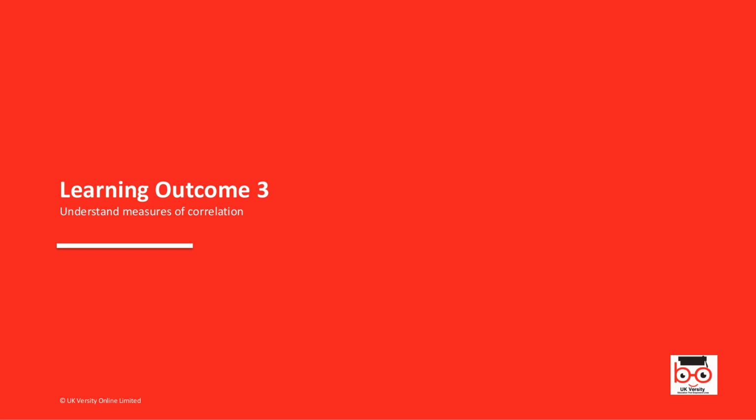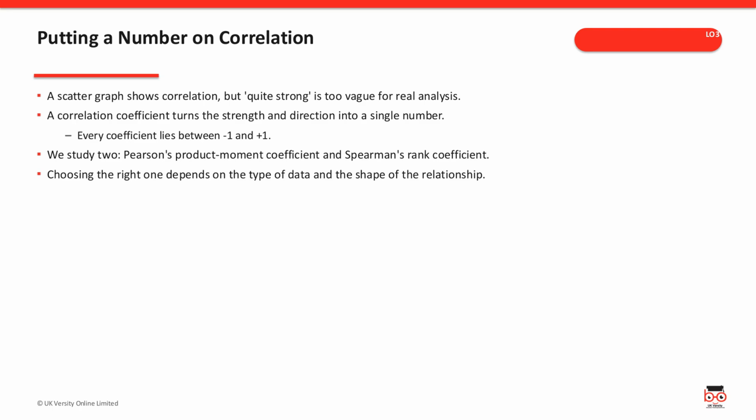Here we sharpen up correlation by putting an actual number on it. We'll meet two measures: Pearson's coefficient for straight-line trends and Spearman's for rankings, and learn when to reach for each. A scatter graph is great for a first impression, but "looks quite strong" won't cut it in a real report.